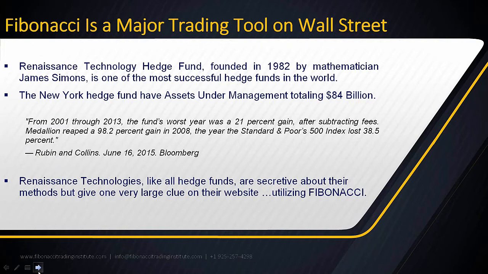Renaissance Technology Fund is one of very few funds I admire. The Fibonacci technology hedge fund was founded in 1982 by mathematician James Simons. One of the most successful hedge funds in the world, it is not accepting any investments. Under his current management, 84 billion since 2001 through 2014, the worst performance was a 21% gain after fees. So, Fibonacci can be used in many different ways. Every single thing I teach you in the course is completely proprietary.